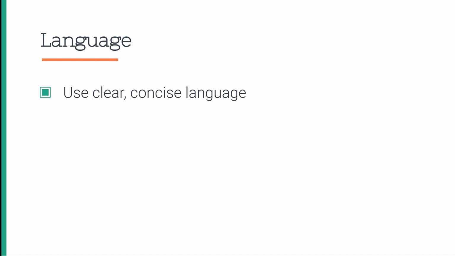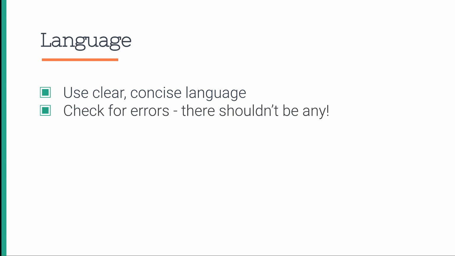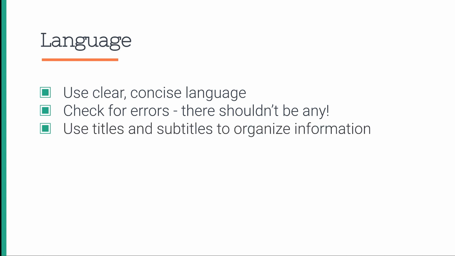And for the language, use clear, concise language. Not too many words. You want the minimum number of words to get your point across. Check for errors. There shouldn't be any. Your website should be perfect. Use titles and subtitles to organize the information. It should be easy to look at your page and tell where the major parts of information are. And think about telling a story. Storytelling is very powerful when you're trying to convince someone to give to a charity.